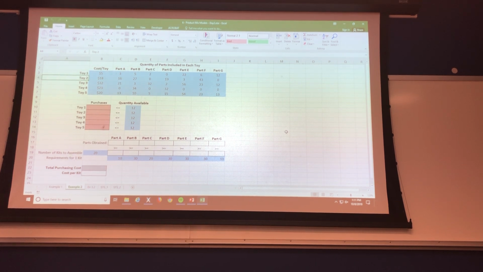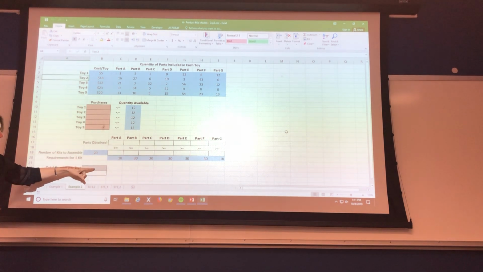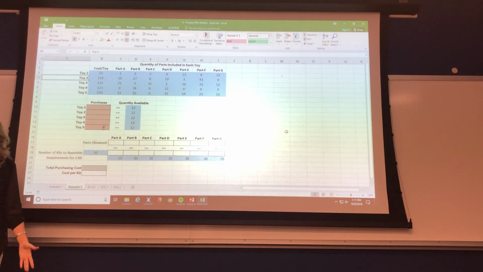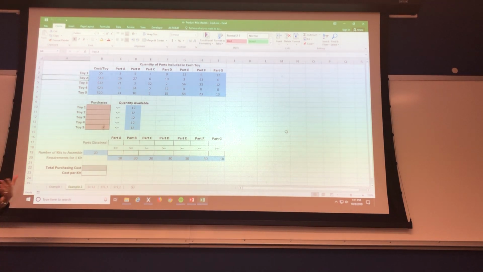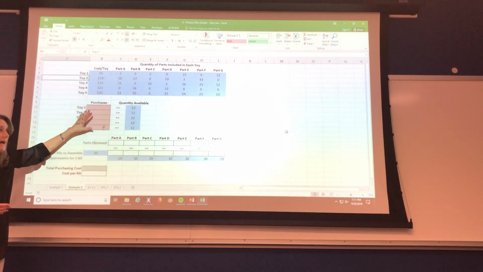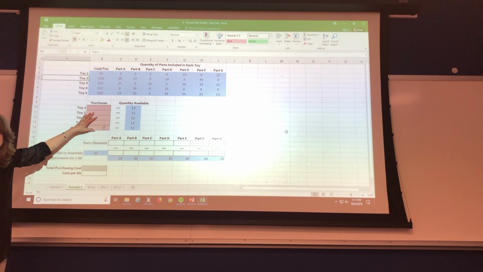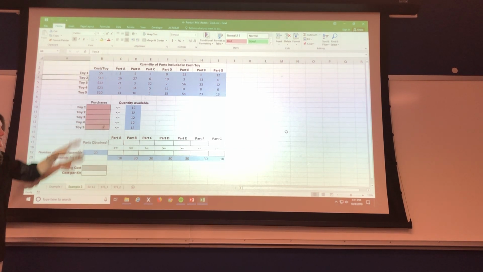What we are trying to do is buy the right amount of each toy that will keep us from overspending. We want to minimize the total cost of what we spend on these toys by how we break this down, and that's exactly what Solver is going to do for us.